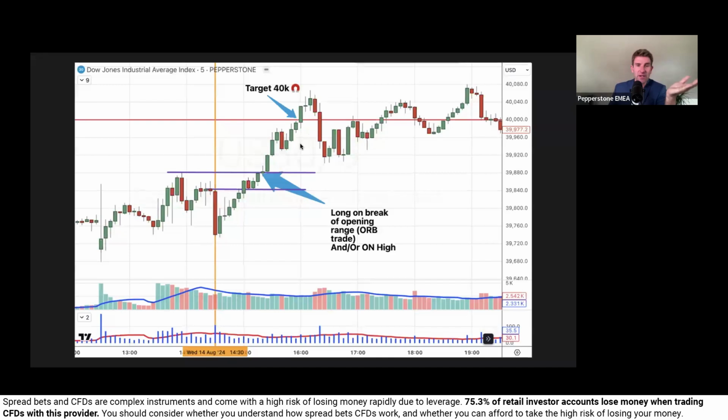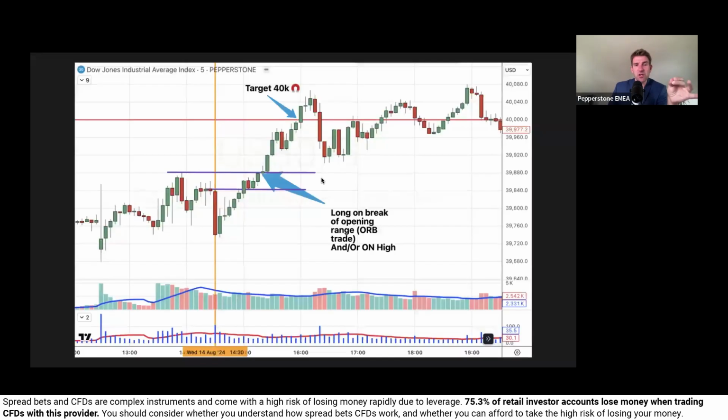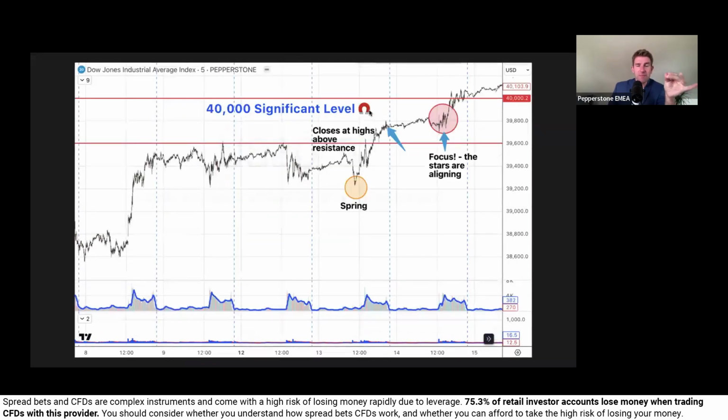Great. Now, you might be saying, that's so much work waiting for a scalp. Yes, it is. But that's the difference, right? You say to yourself, hey, I think that's a great magnet. I think the market's going to go to that level. I think there's a really key chance it's going to go there. What's the highest probability way of doing that?